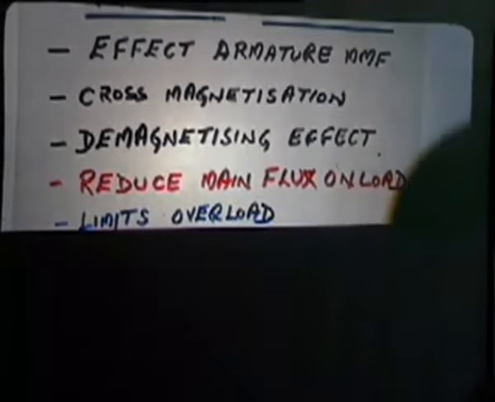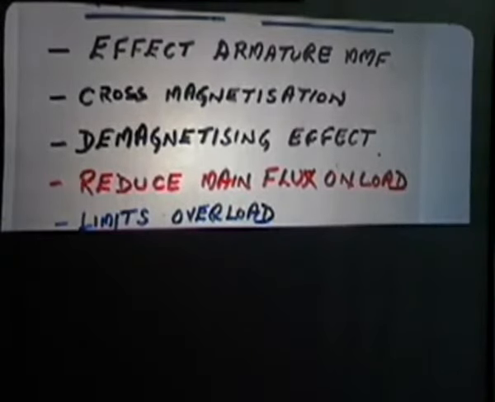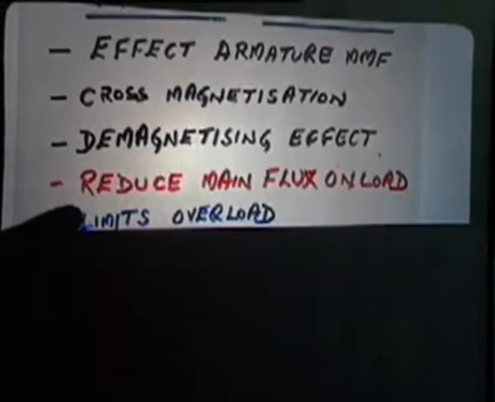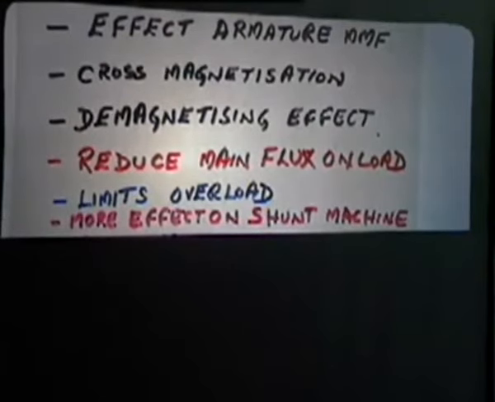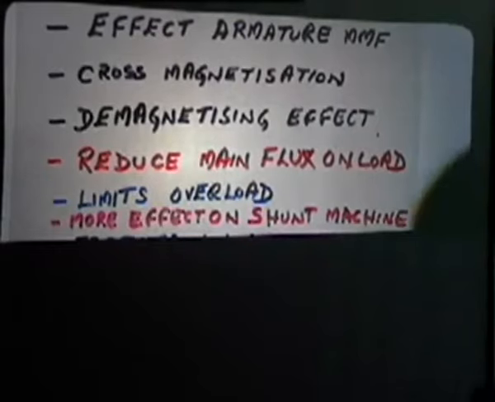So how much can you overload the machine? The more you overload, there is a further reduction in flux, and reduction in flux causes reduction in voltage and then speed variations and so on. So there is a limit on the overload of the machine, and you will notice that the armature reaction effect as far as the reduction of flux is concerned is more pronounced on a shunt machine, because in a shunt machine it is a constant flux machine. As the armature current goes on increasing, there is a continuous reduction in flux.